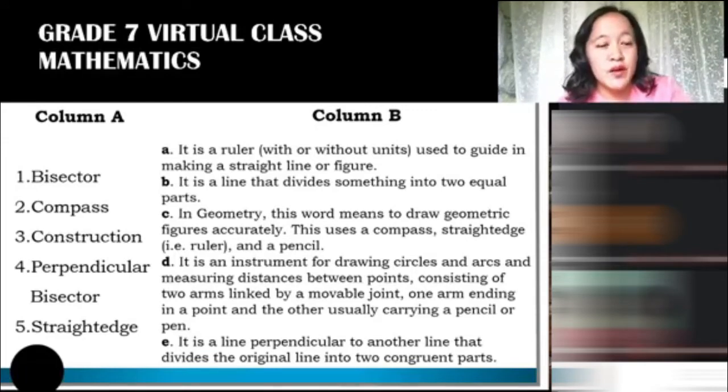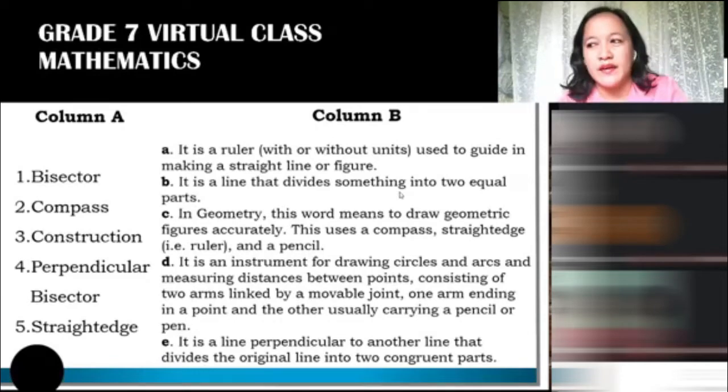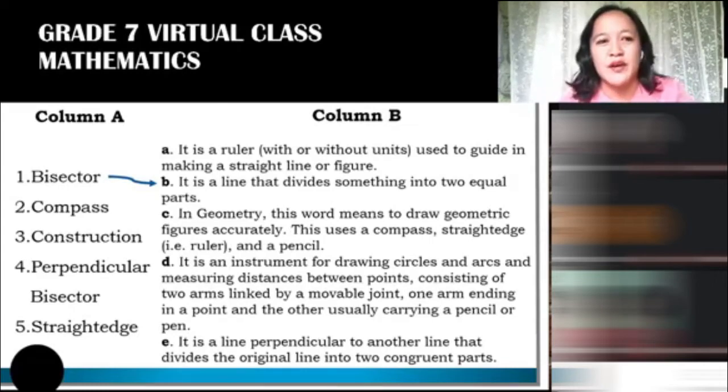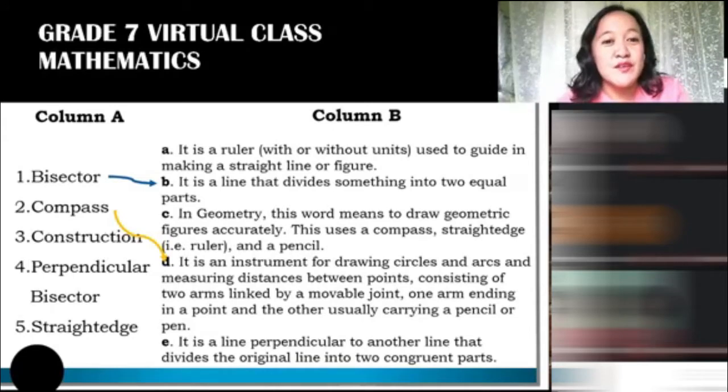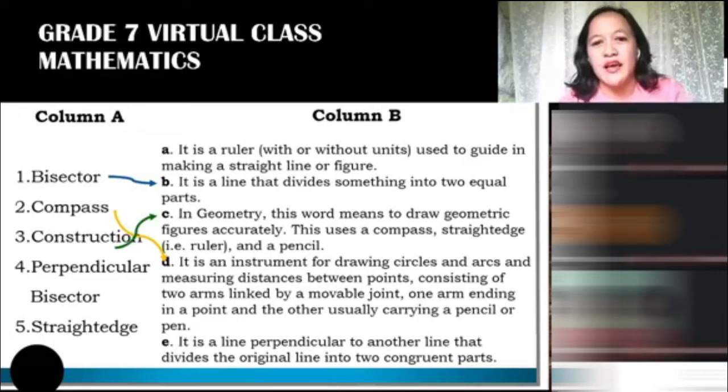For the first one, column A, number 1, bisector, it must be connected with what letter? B. Okay, very good. It is a line that divides something into 2 equal parts. That is a bisector. Number 2, compass. It is connected with letter D. Do you have the same correct answer? Okay, very good. Number 3 is construction. What do you think would be the letter of our answer? Exactly. This word means to draw geometric figures accurately, either using a compass, a straight edge, and a pencil.